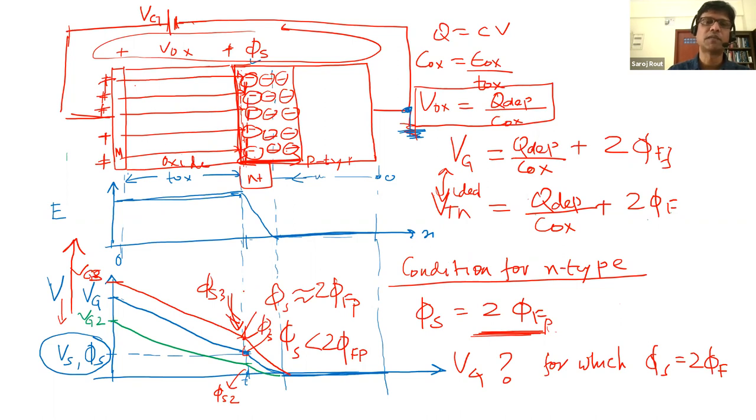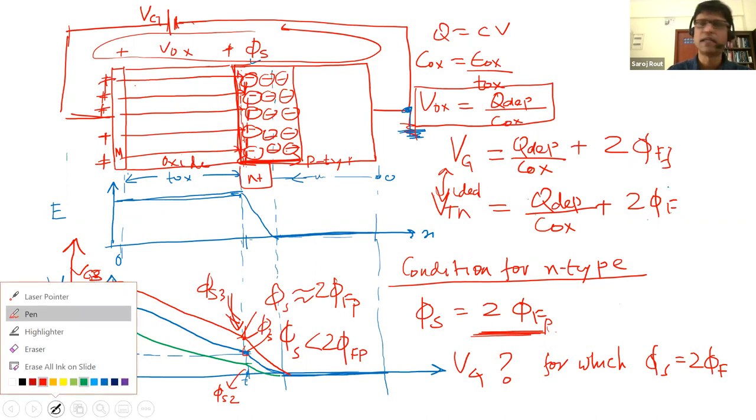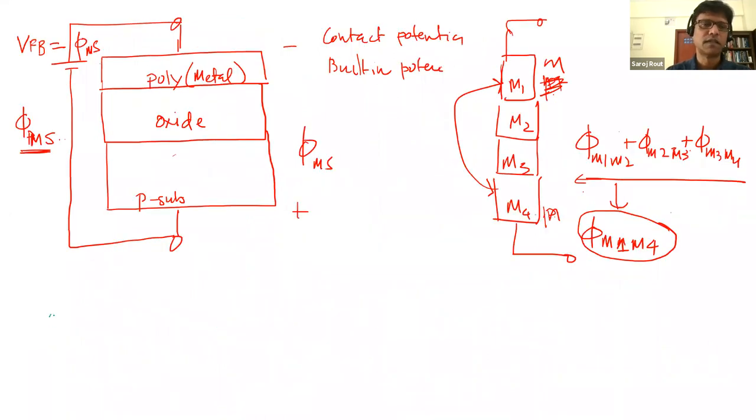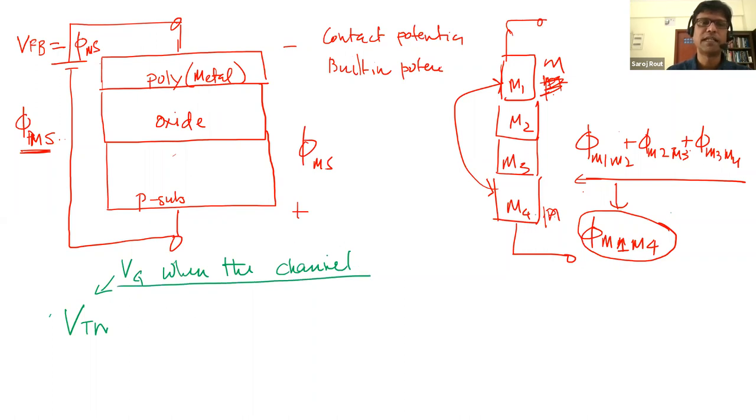If I hadn't overcome that potential, I have to add that here. So in other words, my VTN, which is the definition of VT, is VG when the channel inverts. The channel inverts in the sense that the P-type becomes N-type. This was a P-type with holes here. First it got depleted, and then once I reach that voltage VTN, this is a channel of electrons, which looks like an N-type.